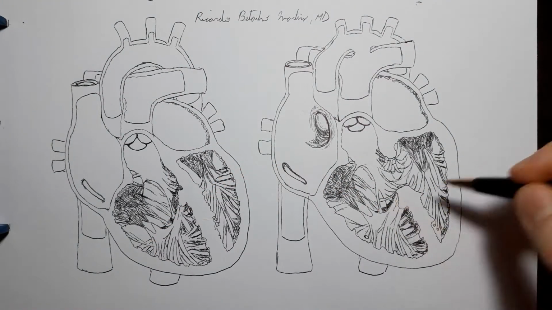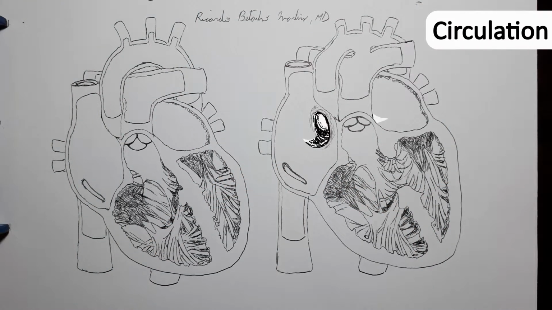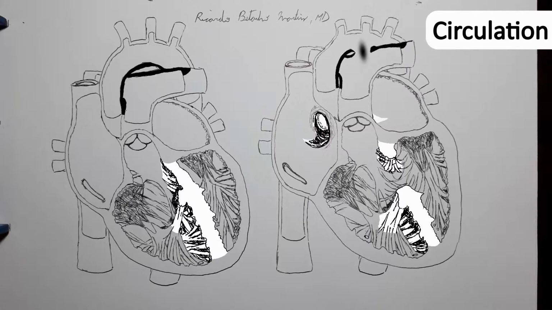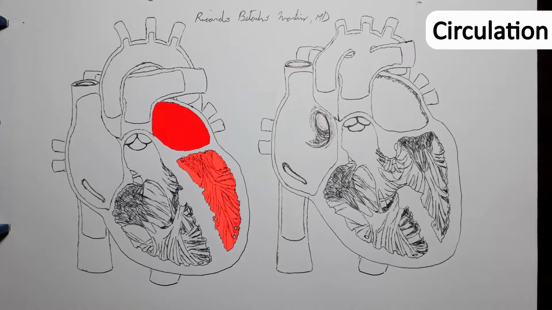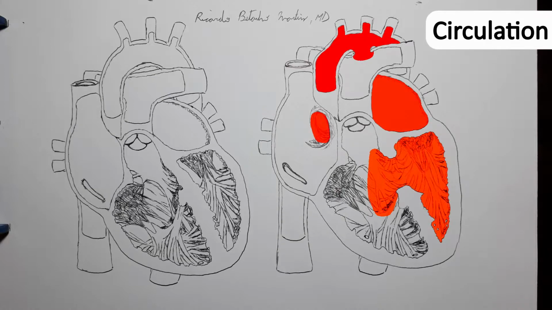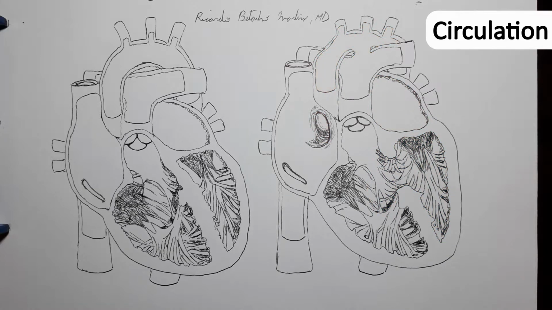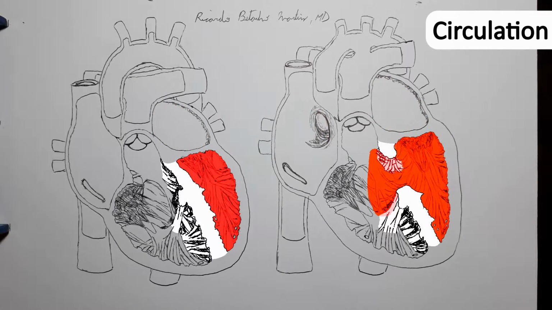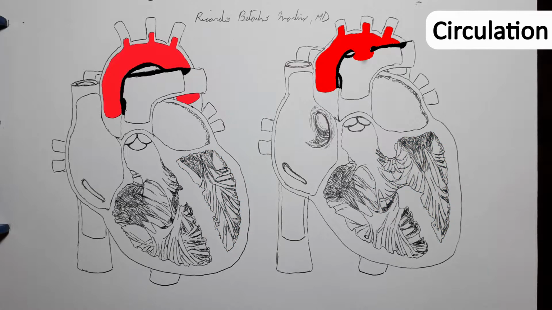The reason we call ASD, VSD, and PDA left to right shunts is because the pressure in the chambers and vessels of the left heart is much higher than the one in those of the right heart, causing blood, at least initially, to flow from the left to the right. Flow naturally occurs from the highest pressure chamber to the lowest one. This could mean from the left atrium to the right atrium, from the left ventricle to the right ventricle, or from the aorta to the pulmonary trunk.